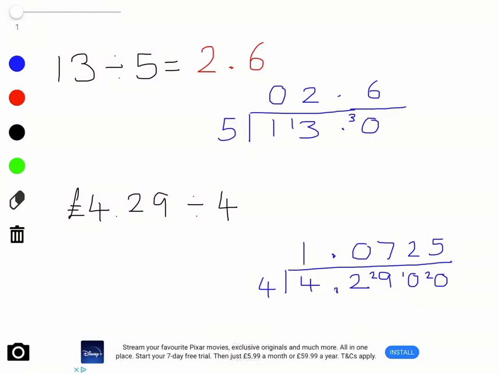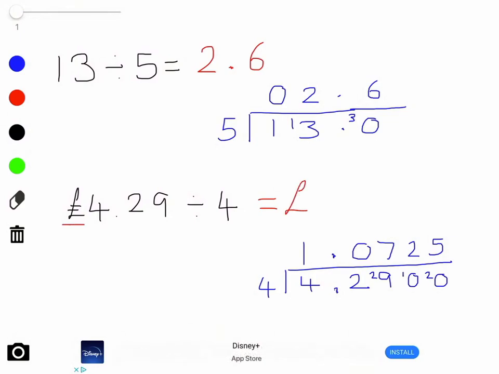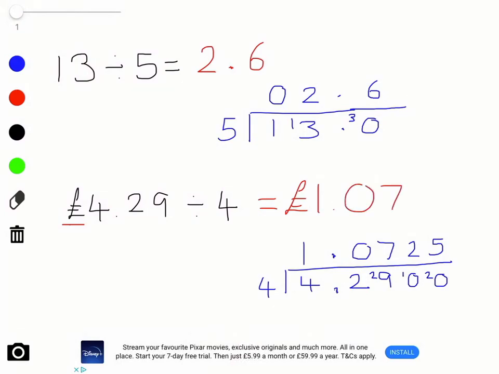1.0725. So here, let me change my colour pen. Now remember, here I started with pounds, so I'm going to have my answer in pounds as well. 1.0725 would be the full answer.